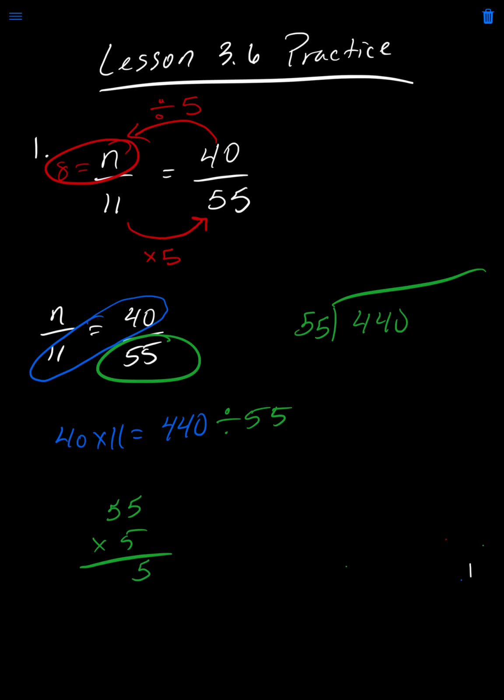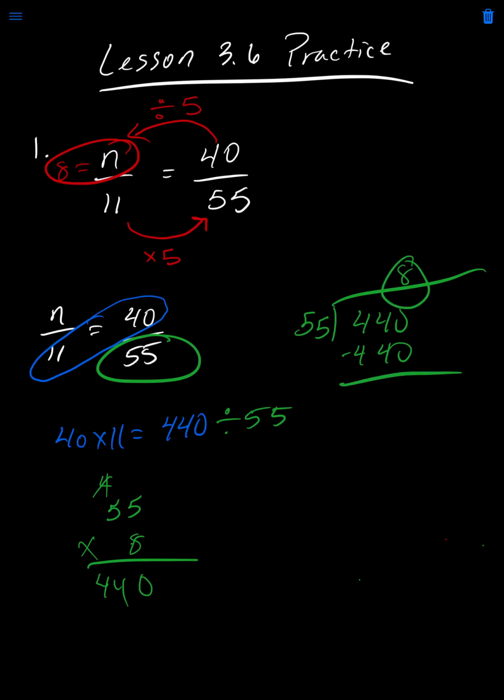Oops. 5 times 5 is 25. No, it's not 5. Sorry, it's 8. Ha! Love it. Thought it was 5. No, that's not right. That was the scale factor. It's 8.